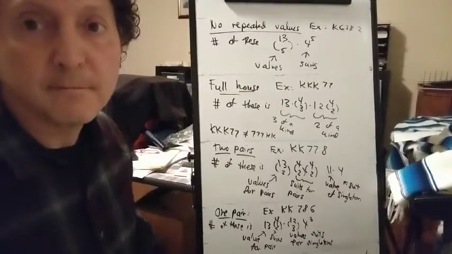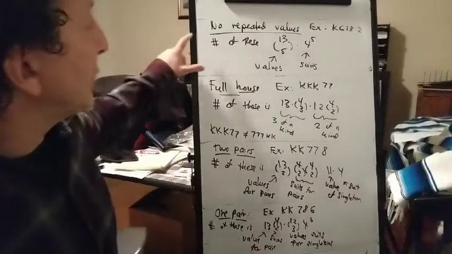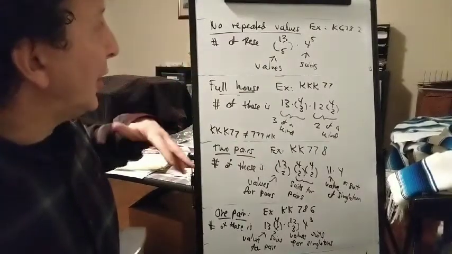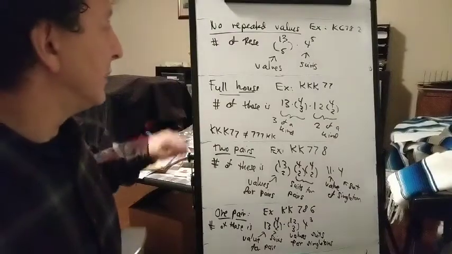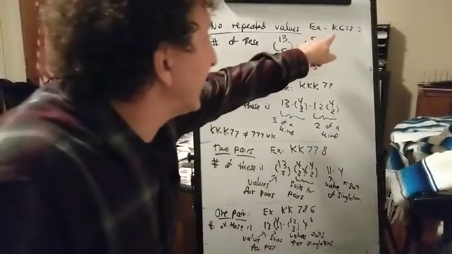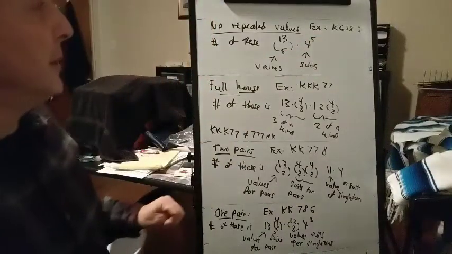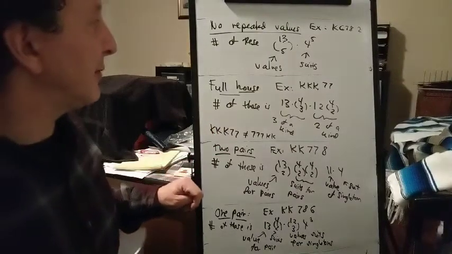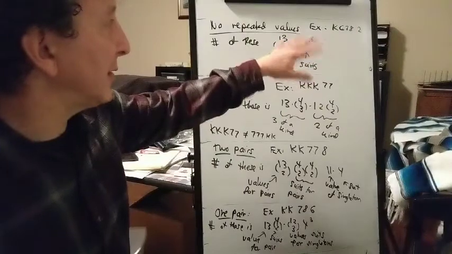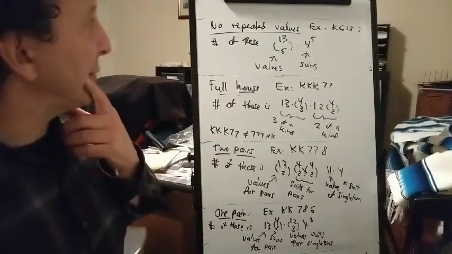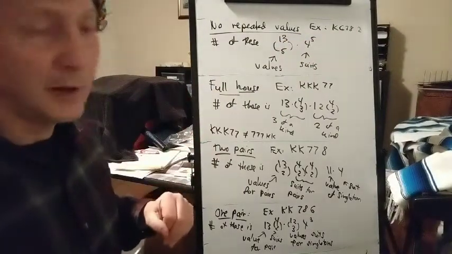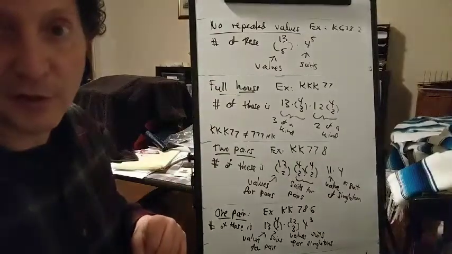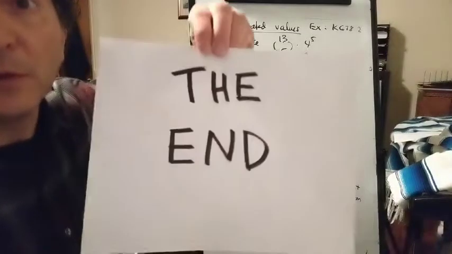Now hands with no repeated values aren't necessarily worthless. Sometimes they get counted only for the highest card there, but other interesting things can happen. We could have the values all be consecutive, we could have the suits all be the same, and those are called straights and flushes. I'll talk about straights and flushes in another video. The end.